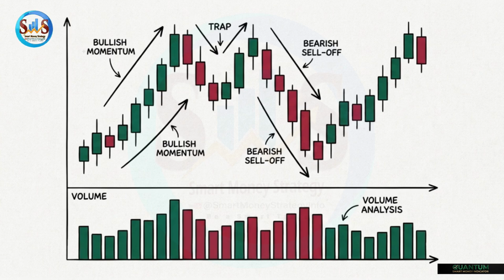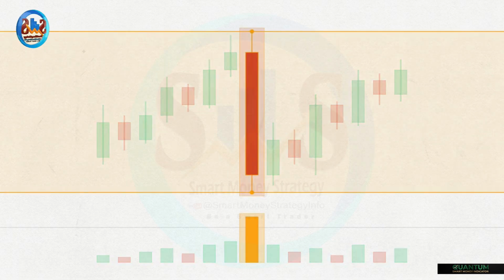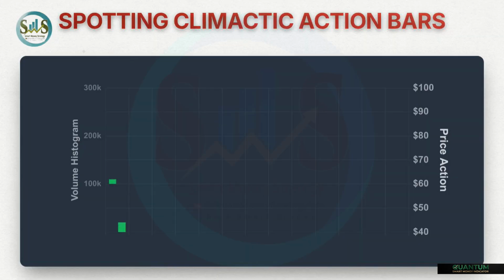This setup requires only 2 tools, a standard candlestick chart and a volume histogram to track the intensity of market participation. Mastering the CAB setup provides a technical framework for anticipating institutional intent, allowing you to move from a reactive retail buyer to an informed participant.